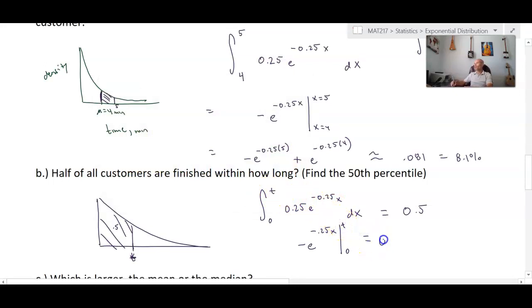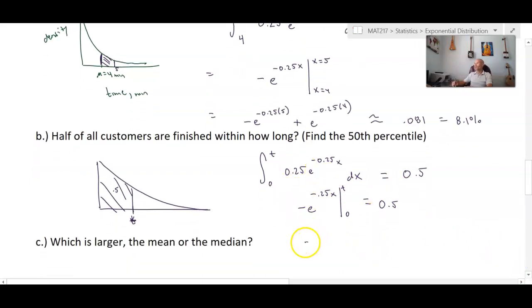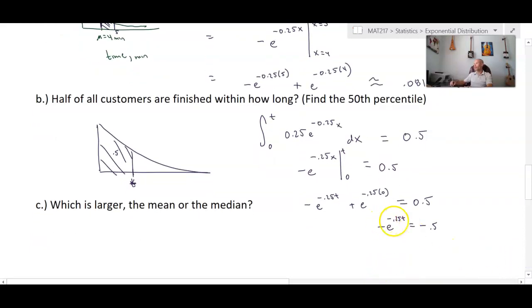And we want that to equal, like I said, 0.5. So this will give us negative e to the negative 0.25t, and then minus negative, which would be plus e to the negative 0.25 times 0, and we want that to equal a half. So e to the 0 is going to be 1. If I subtract that over, I'll get negative e to the negative 0.25t equals negative a half. And so I can cancel out the negatives.